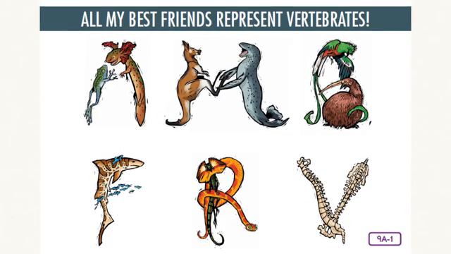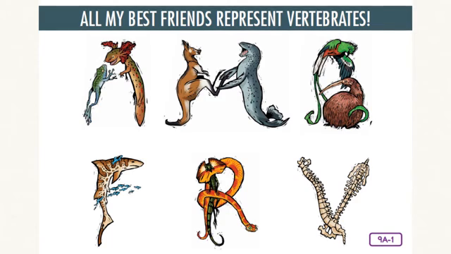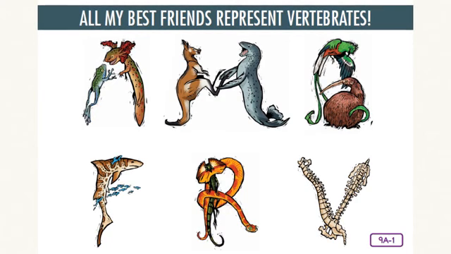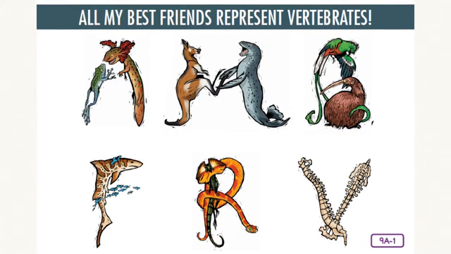All my best friends represent vertebrates. Now that you've learned about each vertebrate group, you know many characteristics that taxonomists use to classify these animals. Who wants to try naming the 5 groups of animals that make up vertebrates in our animal kingdom?